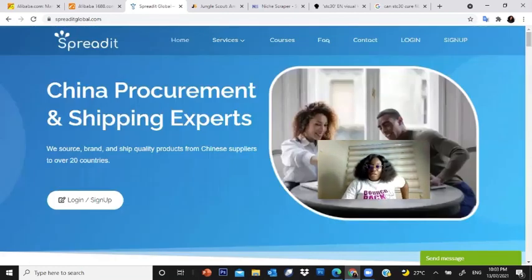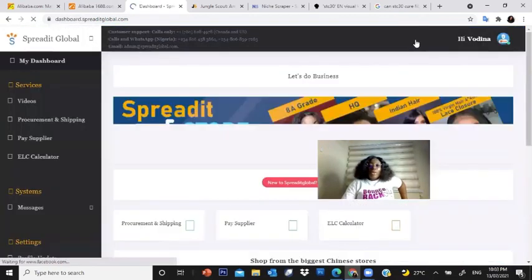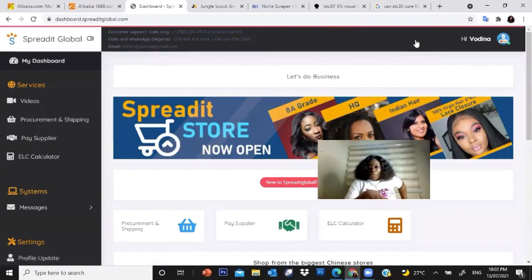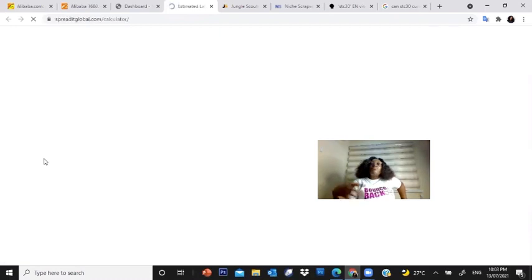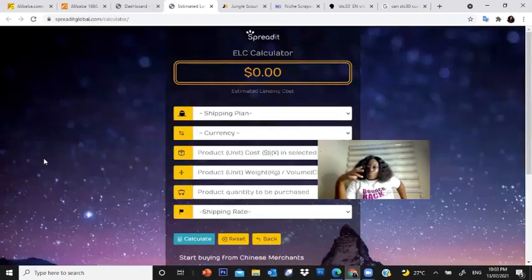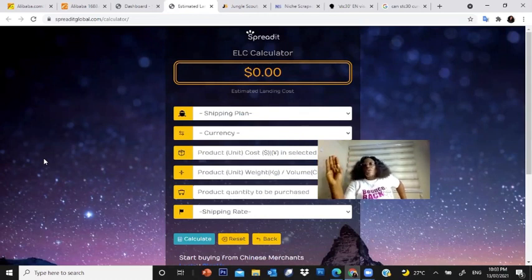So I'm going to log in because I already have an account with Spread It Global. Logging in takes me directly to my dashboard because I've signed in on this computer before. So you come to the ELC calculator, which simply means estimated landing cost calculator. It is an estimation, but it is better than just having in mind the product cost you saw on 1688.com. It is better to plan with this estimated landing cost.